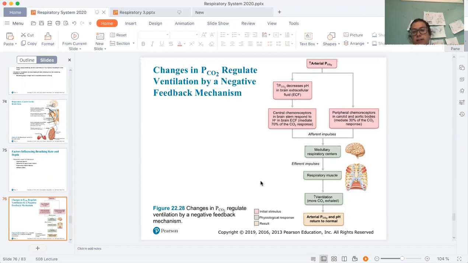The brain then sends signals to the other aspects, which are the respiratory muscles, to either increase or decrease ventilation, which increases more ventilation, so more CO2 is exhaled out. Then your partial pressure of CO2 in your arteries is normal, and then that pH can return to normal.